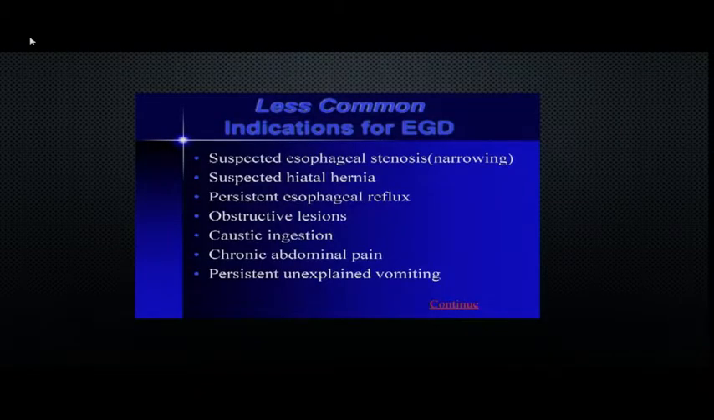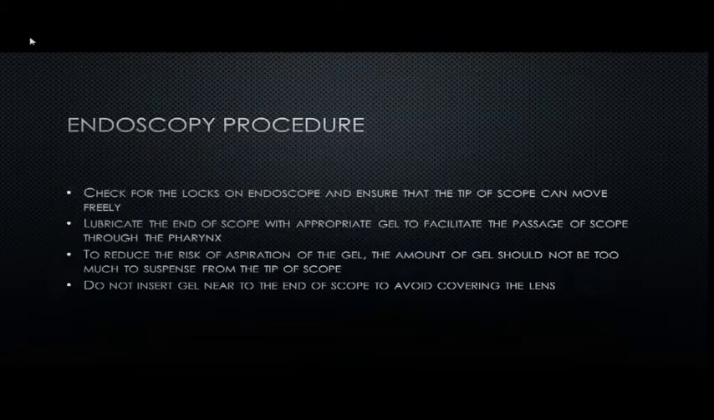Some of the lesser indications: stenosis, people that are undergoing dilatation, suspected hiatal hernia. This is really not the way to make the diagnosis of hiatal hernia. Persistent esophageal reflux, obviously obstructive lesions, caustic ingestion like we talked about last week, abdominal pain, and unexplained vomiting. The procedure, okay, y'all have been in the suite, you know what you have to do.